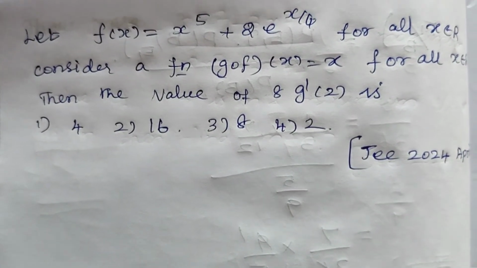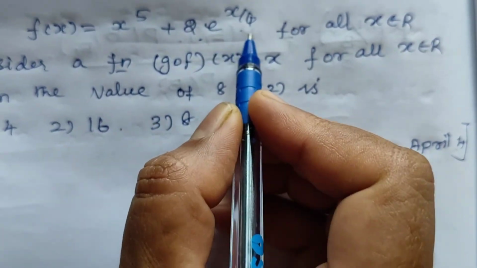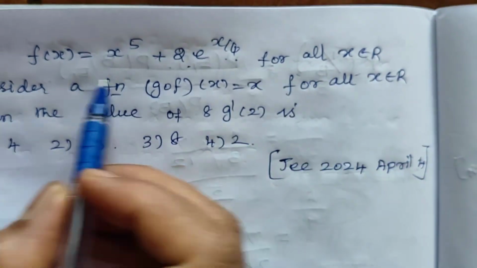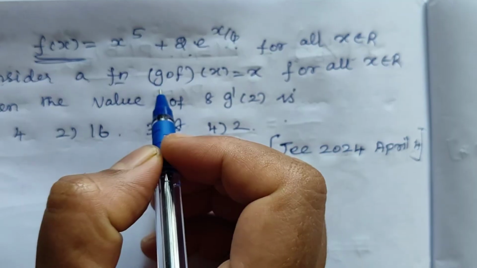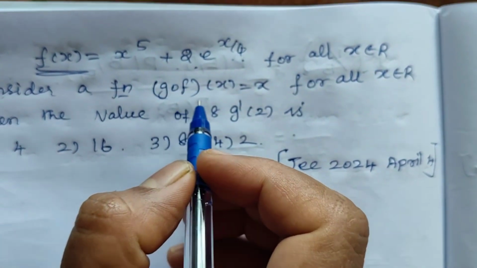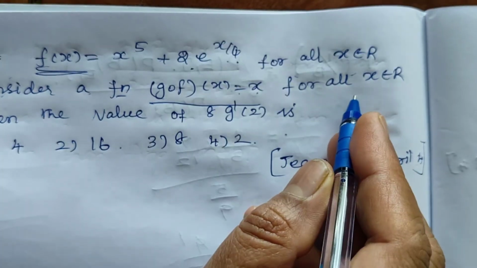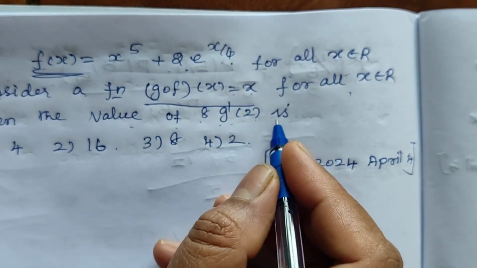Let f(x) = x^5 + 2e^(x/4) for all x belonging to R. Here f(x) is a function, and consider a function g∘f(x). It is given that g∘f(x) = x for all x belonging to R. Then find the value of 8 times g'(2).